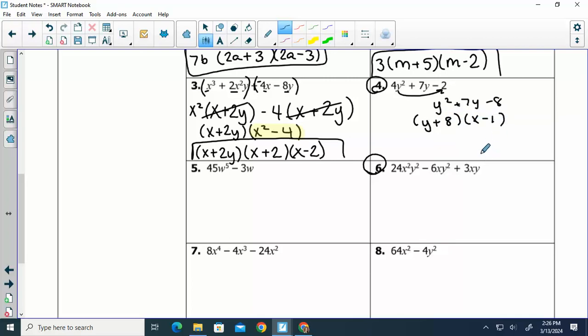+8, -1. And then we started out multiplying by 4, so we divide by 4. So 8 divided by 4 is 2. Here we have to slide the 4 back, so 4y minus 1. So y plus 2, 4y minus 1.